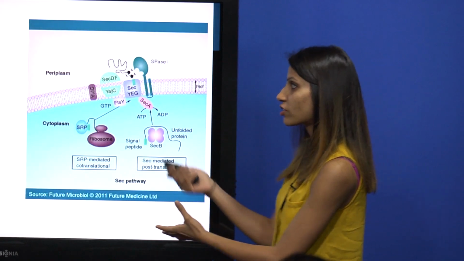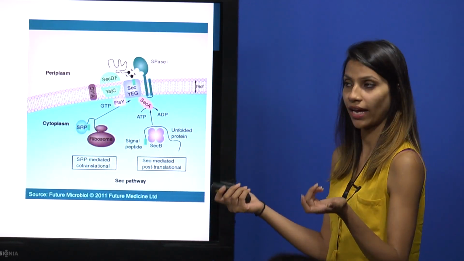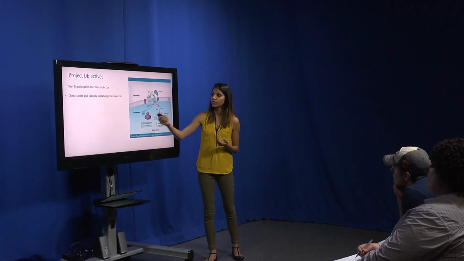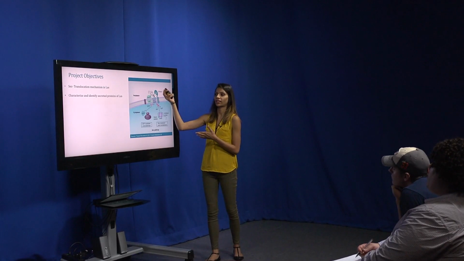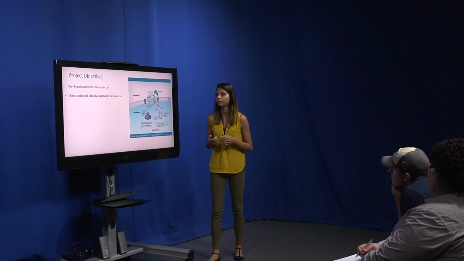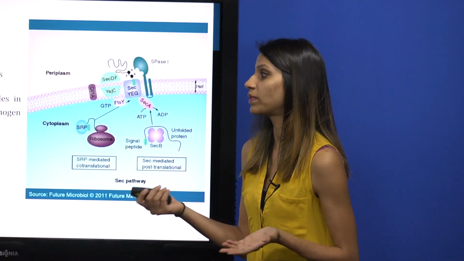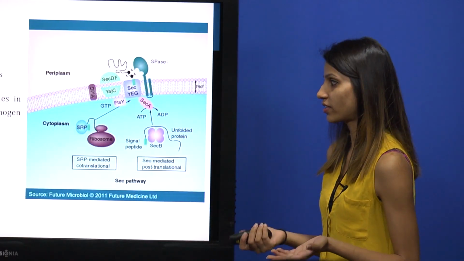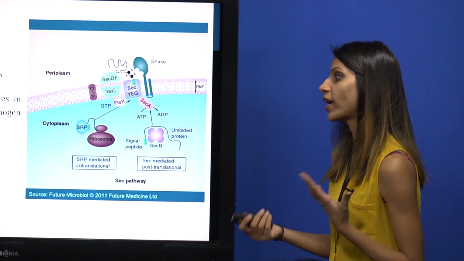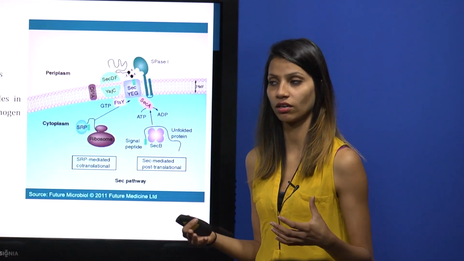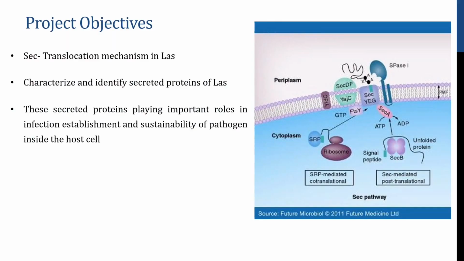So I wanted to know more about the Sec translocation mechanism in LAS, Candidatus Liberibacter asiaticus, and characterize and identify these secreted proteins of LAS. Like I said, these proteins might be playing important roles in the pathogenicity of the bacterium, and also helping it to establish the infection and sustain itself inside the host cell.